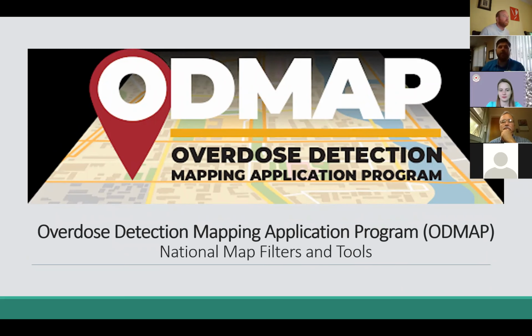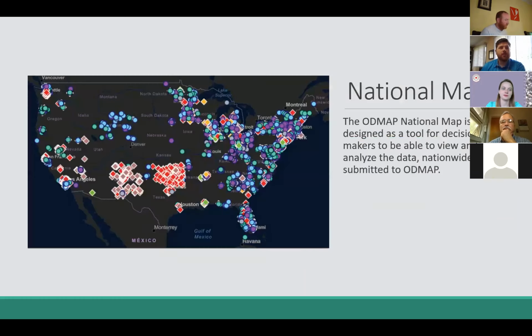Yes. It's okay. All right, so today we're going to be talking about the national map filters and tools. So the national map, the image here, is designed as a tool for decision makers to be able to view and analyze the data nationwide and submitted to ODMAP. So you can see there's a lot of red over in the Oklahoma area. A lot of those, they just report deaths. So that's why you're not seeing the circles. The circles, I'll get to that in the next slide for the actual legend here. So we'll go to that next.